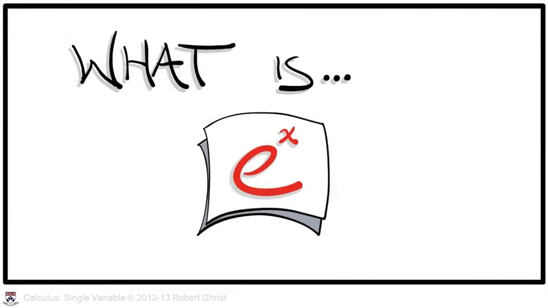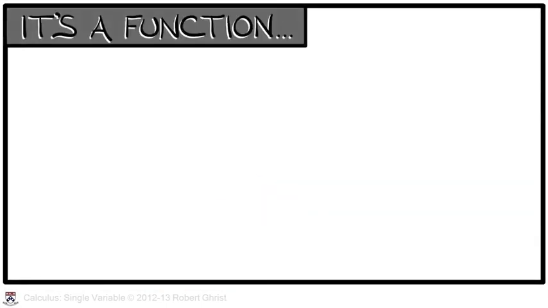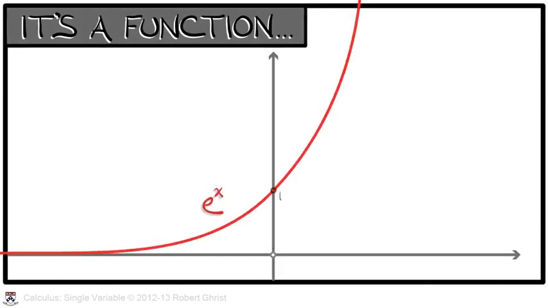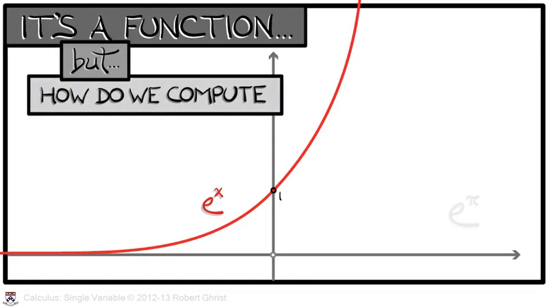the exponential function? Well, of course, it's a function. Hence, we can plot the graph of this function and consider what the output, e to the x, looks like for various inputs, x. But how do we compute some of these outputs, let's say for an irrational input, like pi?